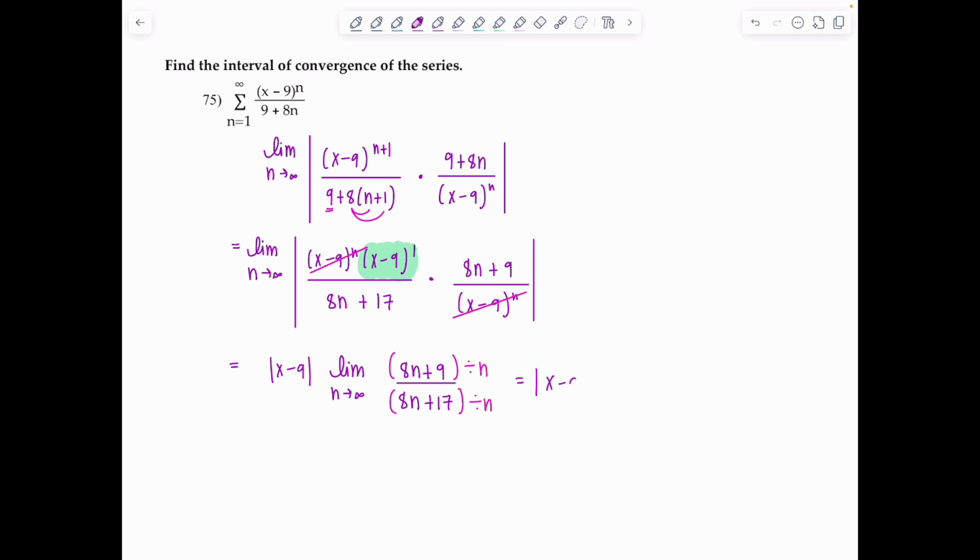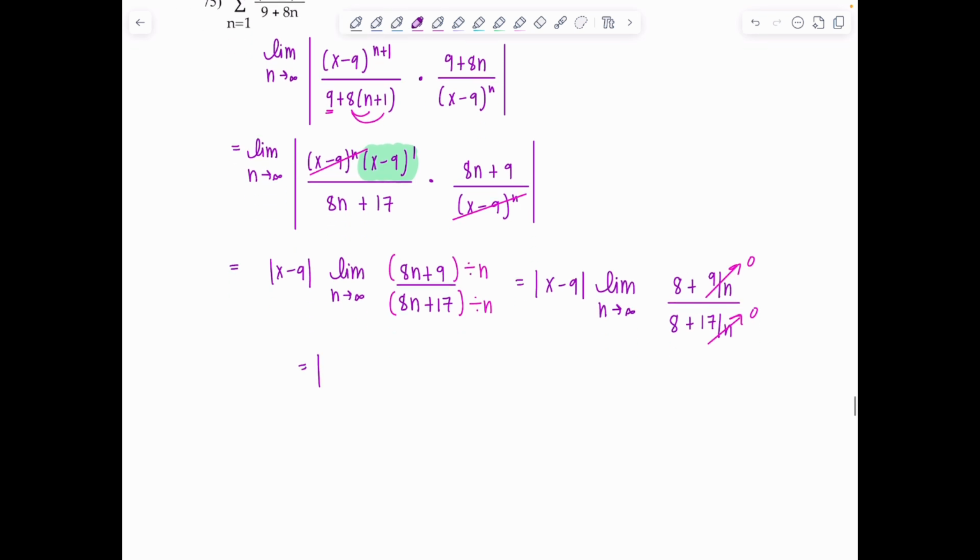So now we have absolute value of x minus 9 times the limit as n goes to infinity of 8 plus 9 over n over 8 plus 17 over n. These two terms at the end go to 0, and then we just have 8 over 8. So we're left with absolute value of x minus 9 times 1, right? Good. And remember, when we do the ratio test, we require this limit, which is just absolute value of x minus 9, to be less than 1.